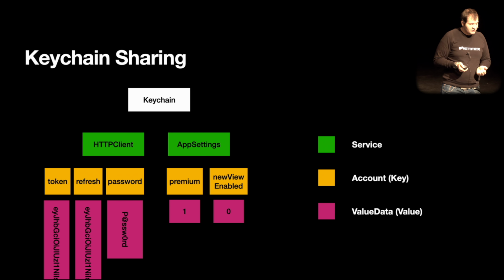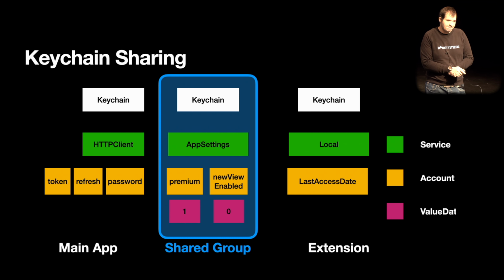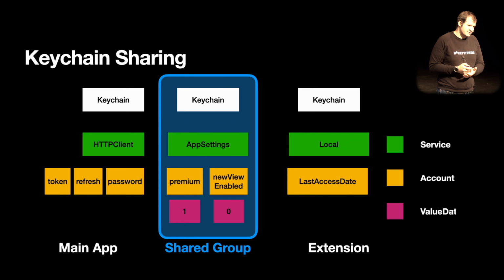And let's get back to our diagram, to our schema. With the keychain sharing, it will look something like this. There are some components, some keys and values that are stored only within a specific app, and there are some that are actually stored in a shared group, and everyone has access to that data.